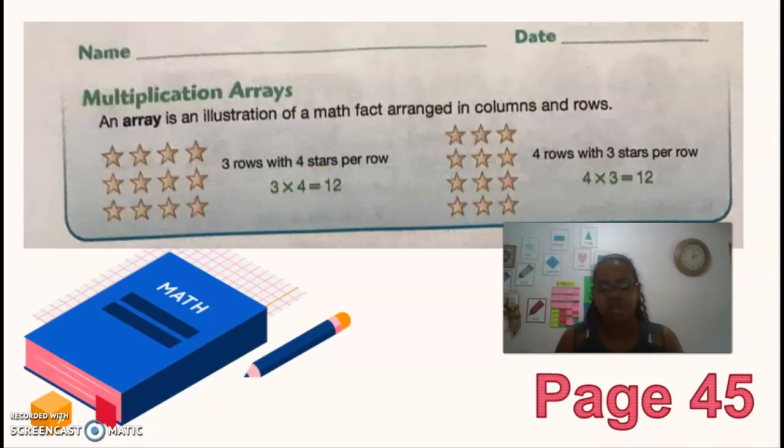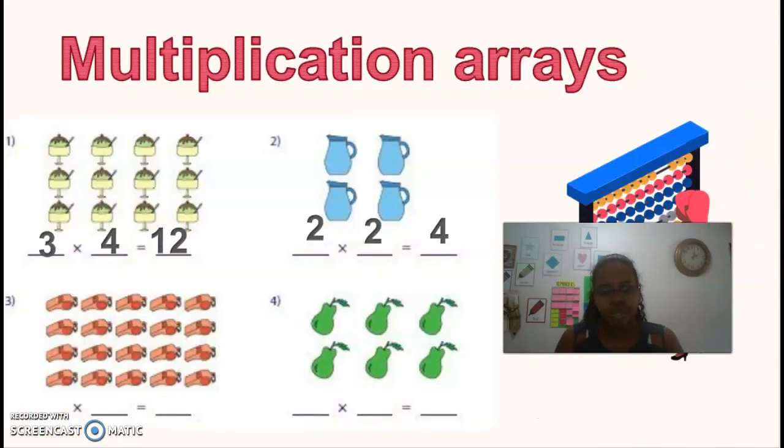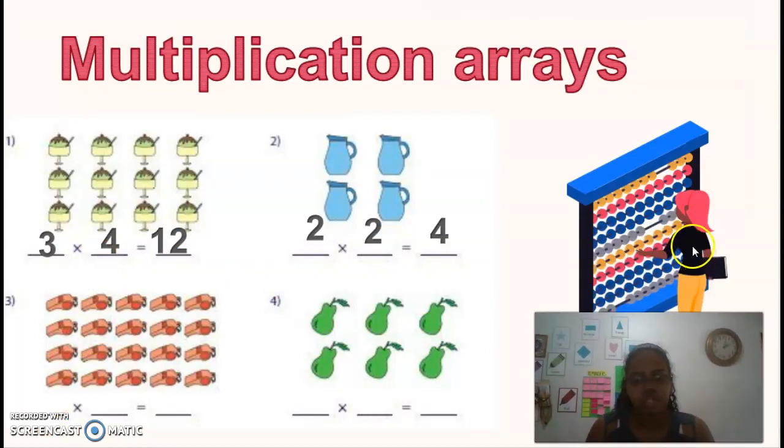So what we're going to do is that first you're going to copy the date in your notebook. And then here I have some exercises for you. So you're going to copy multiplication arrays. And what you're going to do is that you're going to draw the amount of things that I have here. For example, these ones are cups of ice cream, right? So you're going to draw the cup of ice cream. Also, you're going to draw the jars or the pears or the whistles.